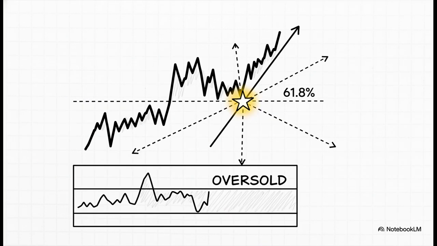So what's the pro move? It's a concept called confluence. It sounds fancy, but the idea is simple. You want to find spots on the chart where multiple signals are all pointing to the same thing. For example, what if the 61.8% level lines up perfectly with a major trend line? Or what if an indicator is showing the stock is oversold right at that same spot? When you get 2 or 3 reasons to take a trade, your odds of success go way, way up.